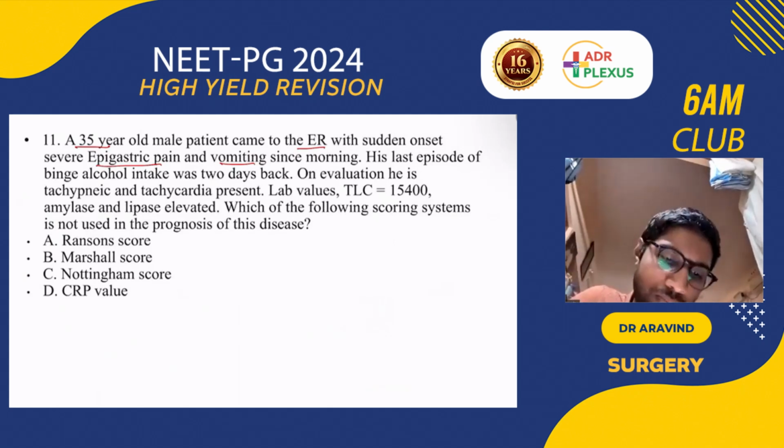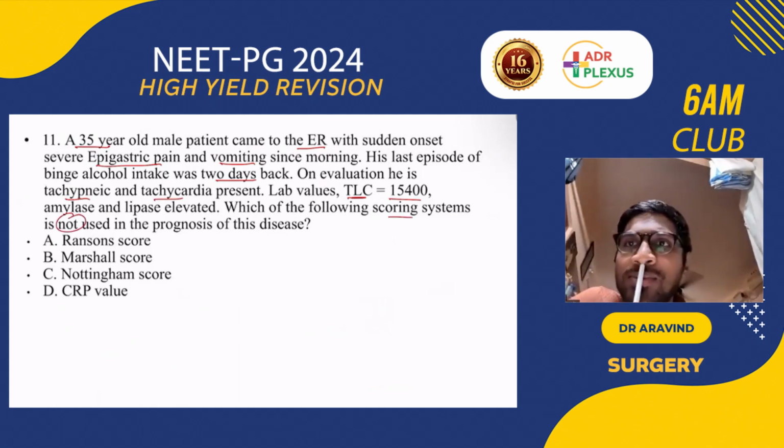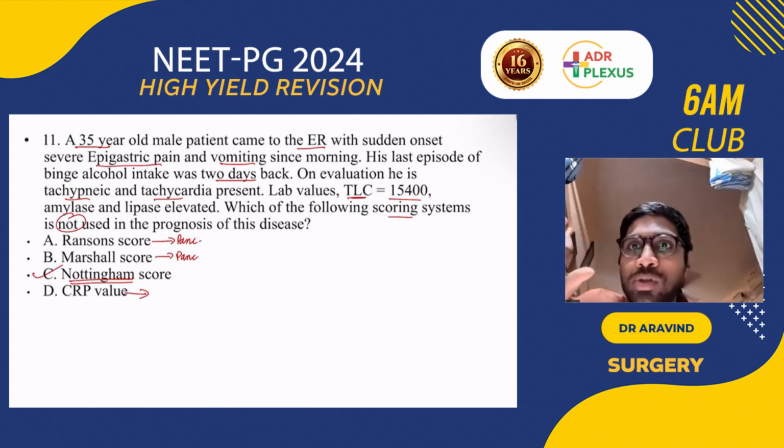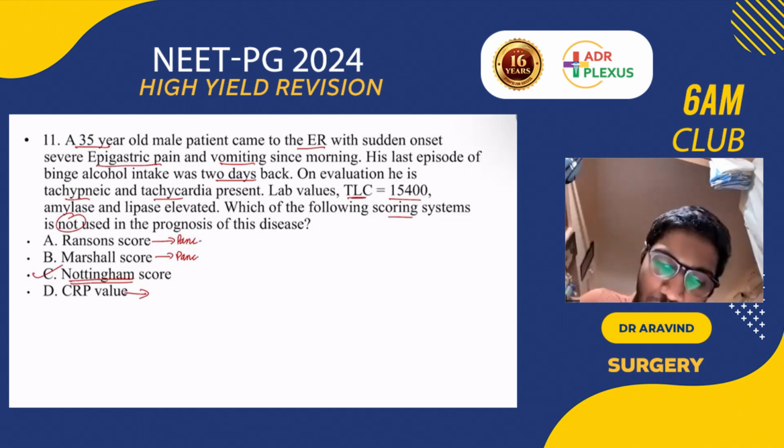His last episode was 2 days back. On evaluation he is tachypneic and tachycardic. TLC is elevated. Which of the following scoring systems is not used? Why is everyone saying Ranson's? Now everyone is getting it right. It is the Nottingham score. Ranson score is in pancreatitis. Marshall score is also for pancreatitis. CRP value also has prognostic significance in pancreatitis. A value more than 150 is considered severe pancreatitis.